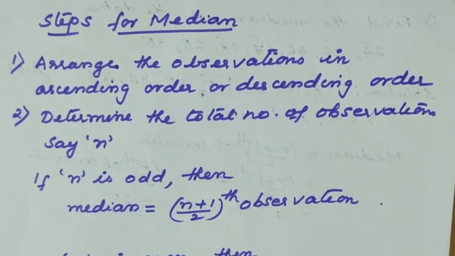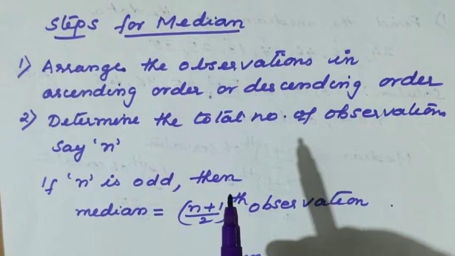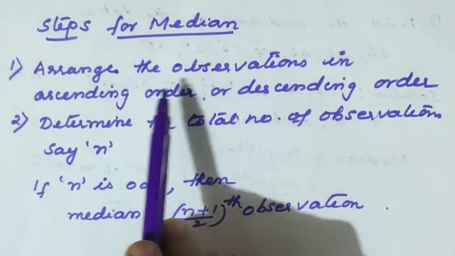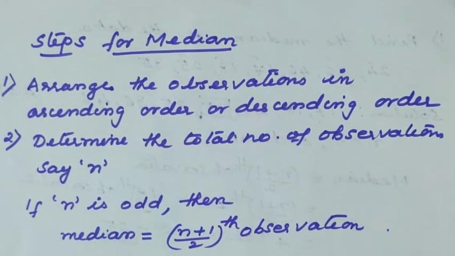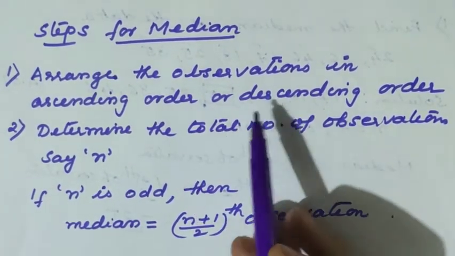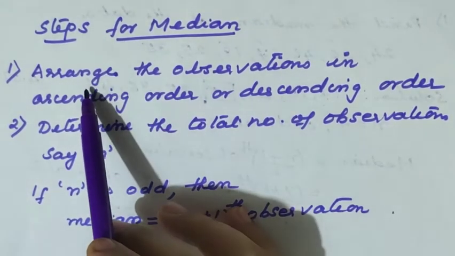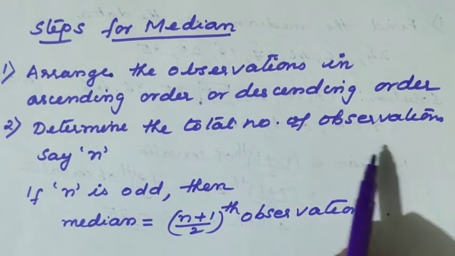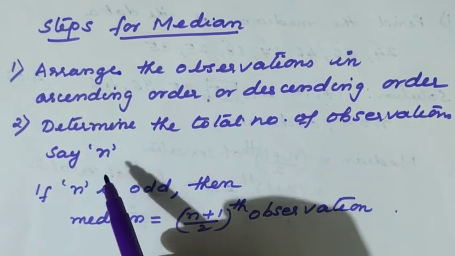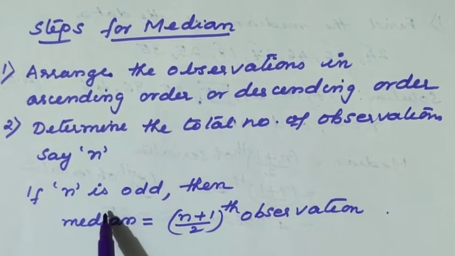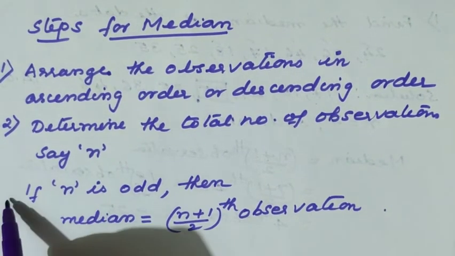Steps for finding the median. We have done two examples. Based on that I am giving the steps now. Listen carefully. Arrange the observations in ascending order or descending order. Preferably ascending order is usually taken, though descending order also we can take. Arrange the observations in ascending order. Next, determine the total number of observations, say n. That means we should count the number of observations. Two cases are there. If n is odd, that is the first case.